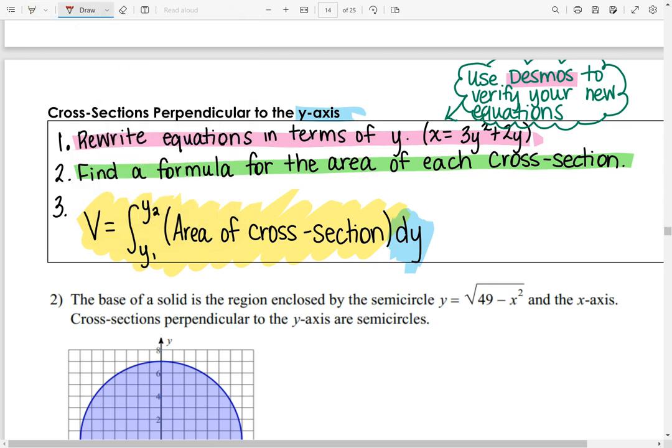Subtle difference here though, this time instead of the lower and upper limits being x values, now they are y values. So the y1 will be our lowest y value in the region, and y2 will be the highest y value as we're working on these. So let's start with our first example.